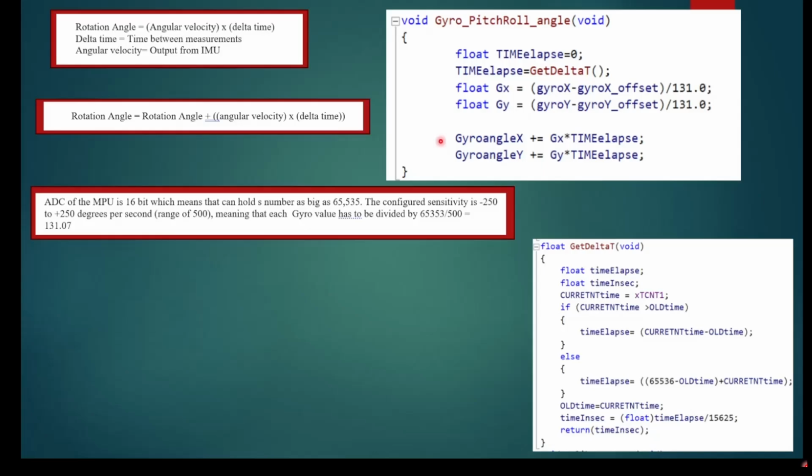So in a nutshell, what I do is I get the current velocity and multiply it by the time. That gives me the space, and I add that space to the current angle, so that increases or decreases the angle, and I do that for pitch and roll.